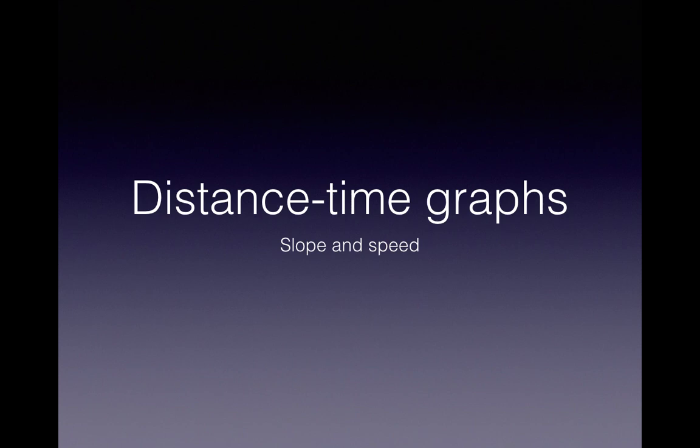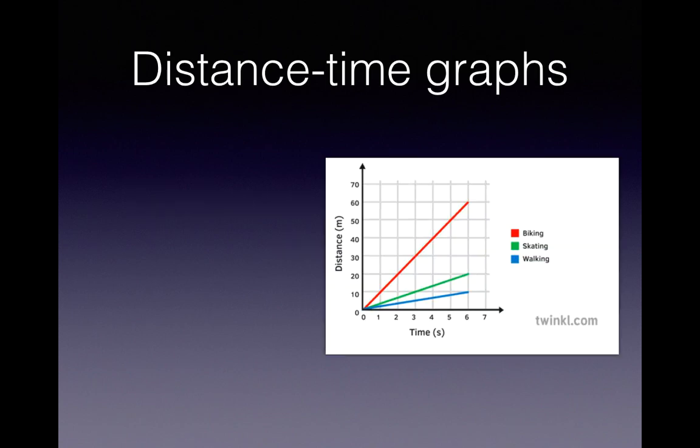Coordinate geometry 5. We need to take a look at the slope of these distance-time graphs, and we'll find that the slope of the line will equal the speed that the object is travelling at. So first off, speed equals slope.